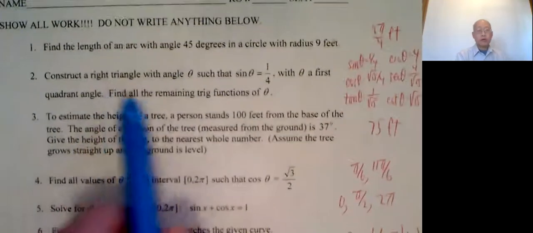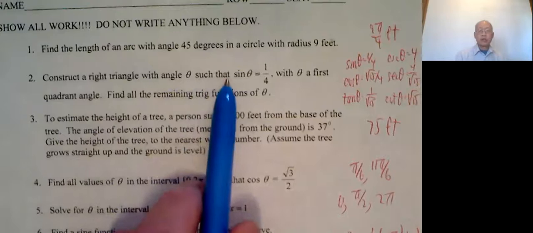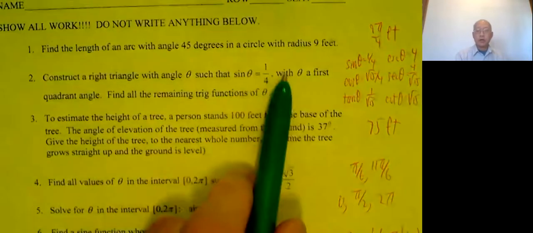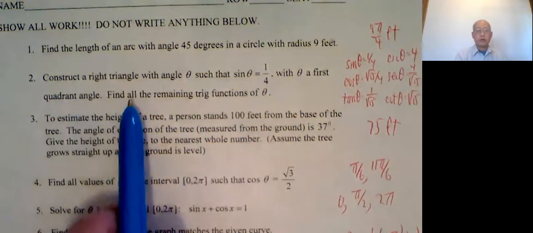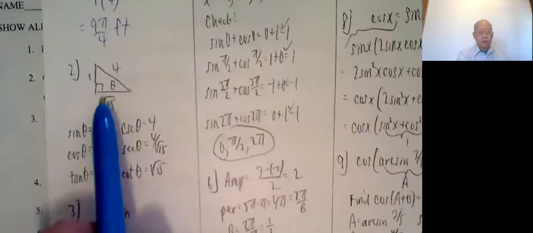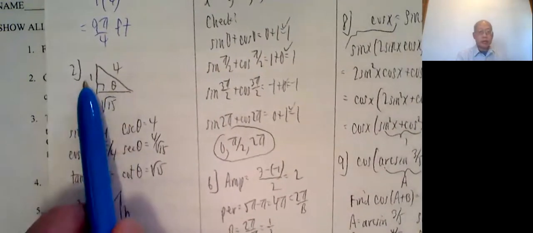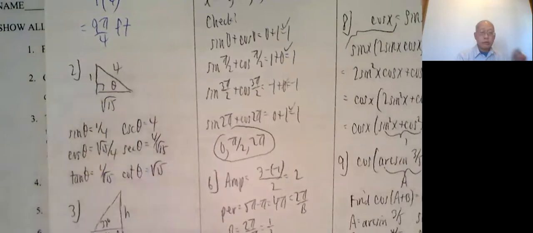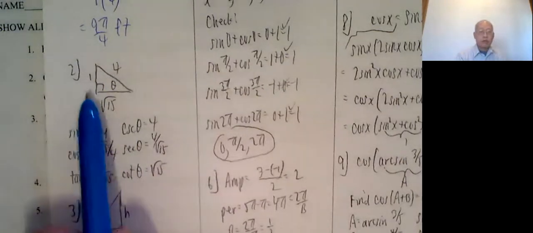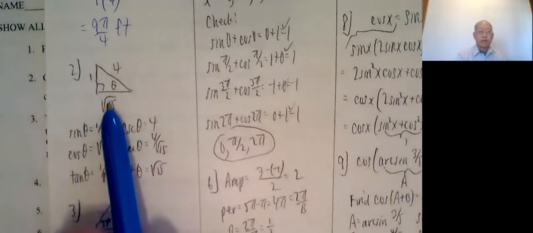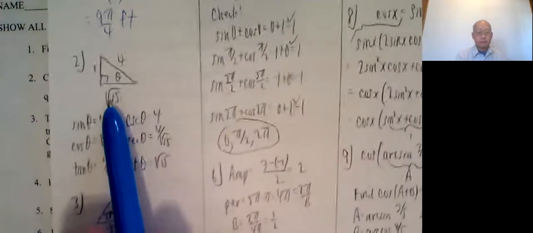Number 2, construct a right triangle with an angle theta, such that sine of theta is 1/4. Theta is in the first quadrant. Find all the remaining trig functions. Okay, so sine is opposite over hypotenuse. Then do your a squared plus b squared equals c squared. The adjacent will be radical 15.